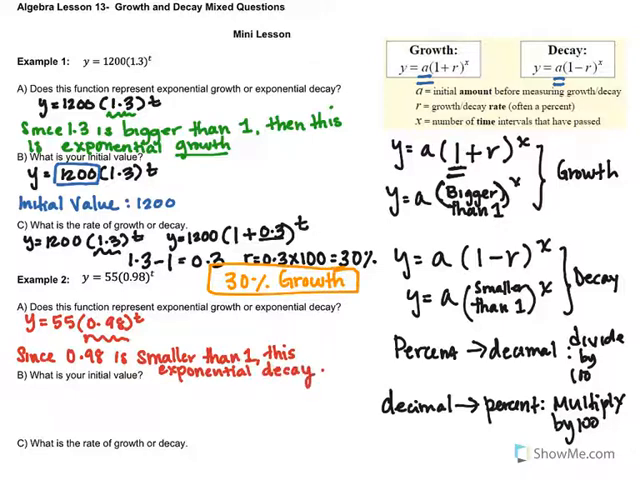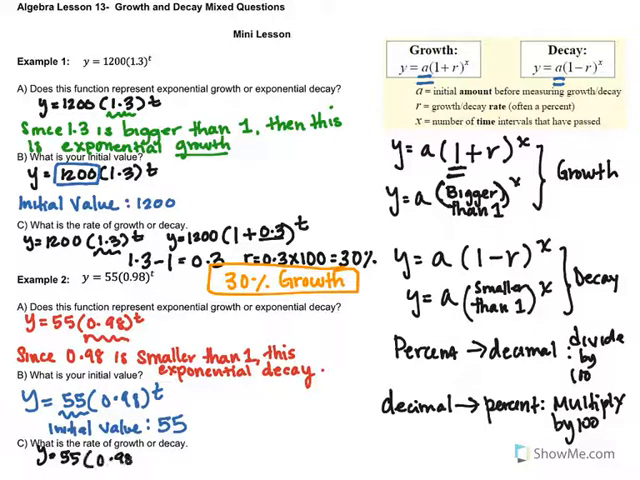Okay? Now my initial value, once again, if I have y equals 55 times 0.98 to the t, my initial value is just simply whatever comes before the parentheses. So my initial value here is just simply 55. And now the question is, what is the rate of growth or decay? In this case, let's see what we can do. So we have 55, parentheses 0.98 to the t.